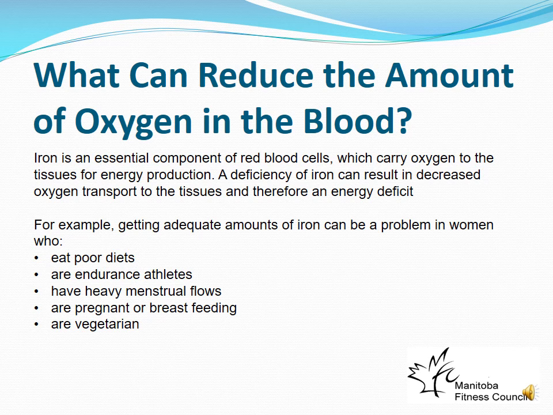If for some reason you don't have as much iron in your blood as you should have, it's going to affect your hemoglobin levels, which will affect how much oxygen you can transport in your body. Individuals that may have an issue getting enough iron in their diet are especially women who might eat poor diets, are endurance athletes, experience heavy menstrual flows, are pregnant or breastfeeding, or are vegetarian. They might have lower iron levels afterwards.